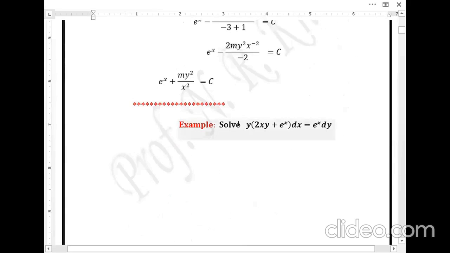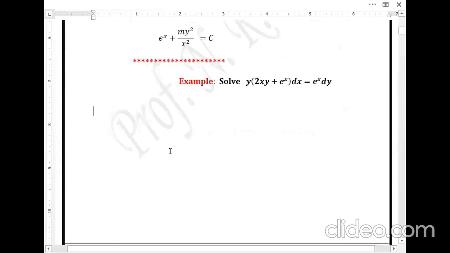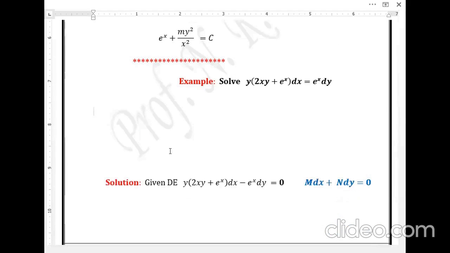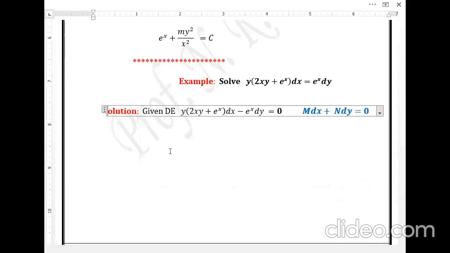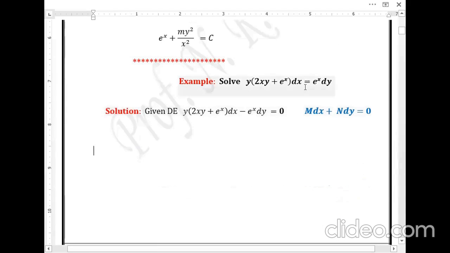So we have to solve this differential equation: (y(2xy + e^x)) dx = e^x dy. The given differential equation is not in the M dx + N dy form, but it can be written in that form. We have to shift e^x dy to the left-hand side, where it becomes negative, and it is equal to 0. Here M is equal to y(2xy + e^x).